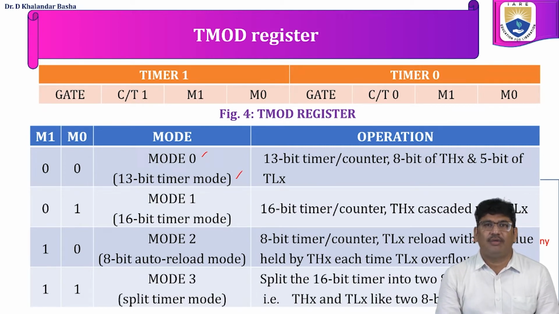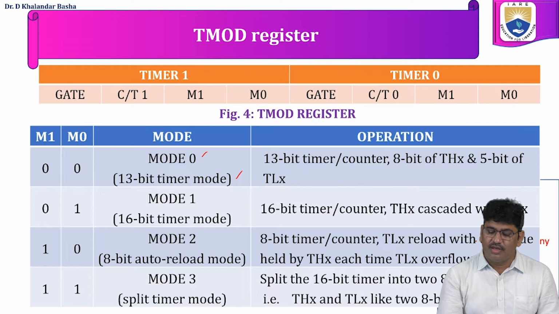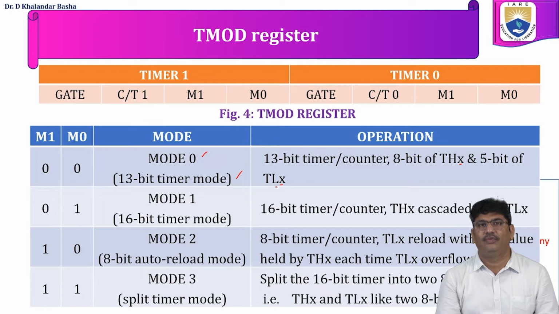In this 13-bit timer mode, 8 bits are assigned for THX and 5 bits are assigned for TLX. The upper 3 bits of TLX are don't cares, which are not configured. Here X stands for either 0 or 1. If you are configuring timer 0, these 8 bits we load into TH0 and 5 bits into TL0. If you are using timer 1 in mode 0, the 8 bits of count are loaded into TH1 and 5 bits into TL1.